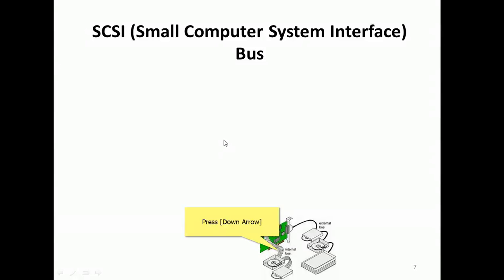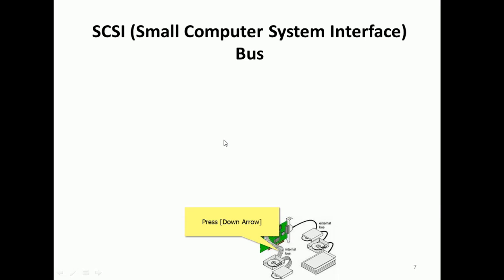After discussing the PCI bus, which connects to various devices, now in a similar line there is one more expansion of the bus, called the small computer system interface. That is the SCSI bus. Normally people call it the SCSI bus, the small computer system interface.